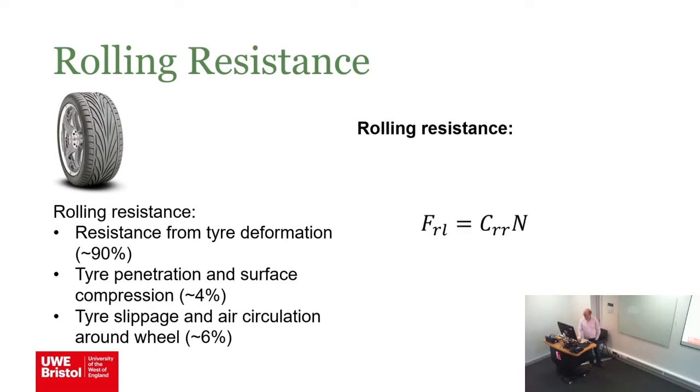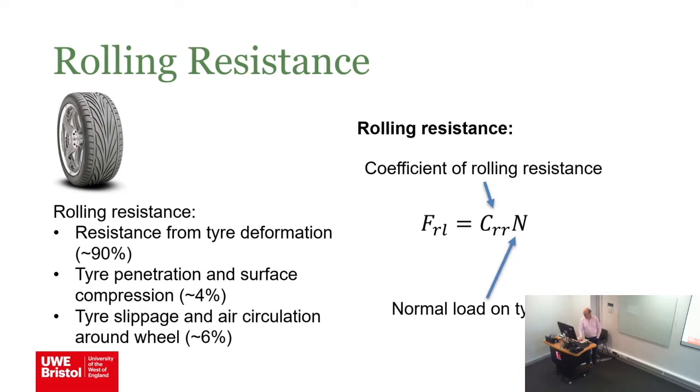So rolling resistance is also an equation with a bit of a fudge factor. Before we had the coefficient of drag; the tyres have a coefficient of rolling resistance, and that's multiplied by the normal force on the tyre. That's not the vertical force; it's the normal force, the force that's perpendicular to the road. So: the coefficient of rolling resistance and the normal load of the tyre.